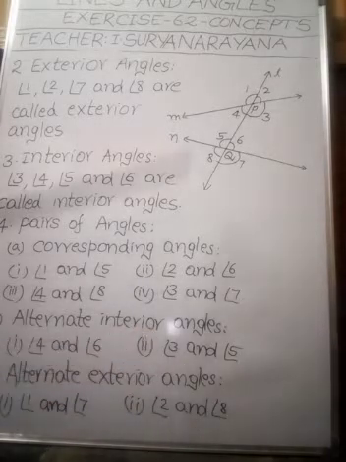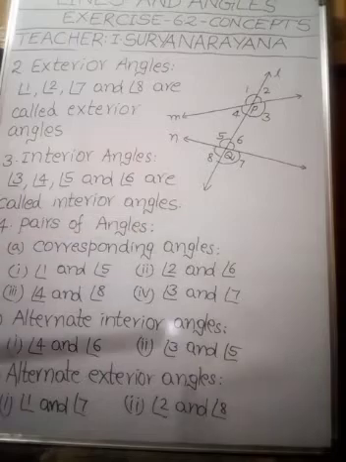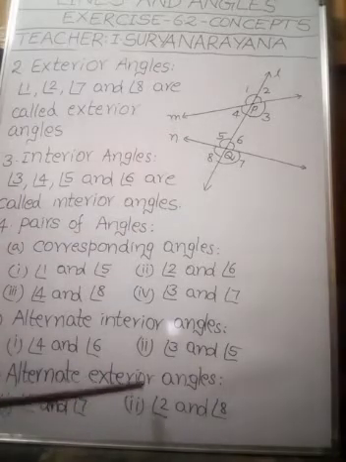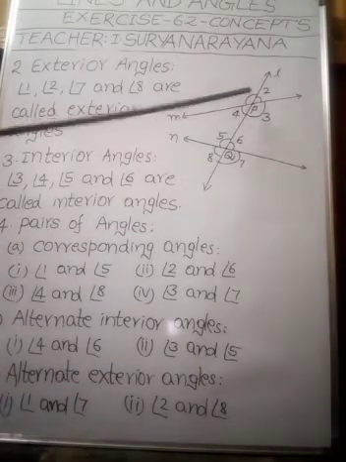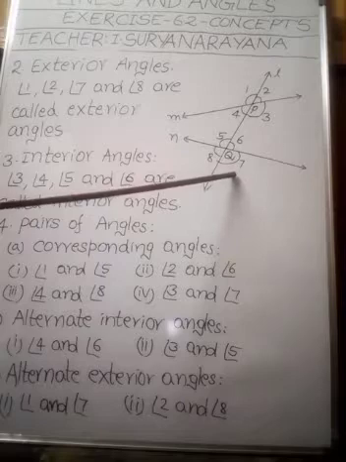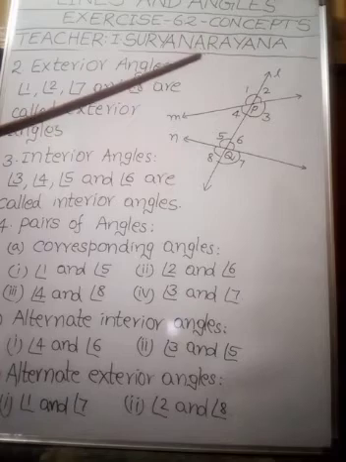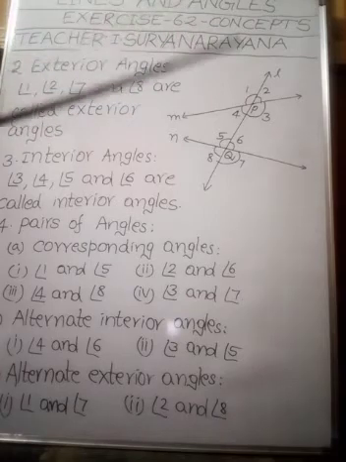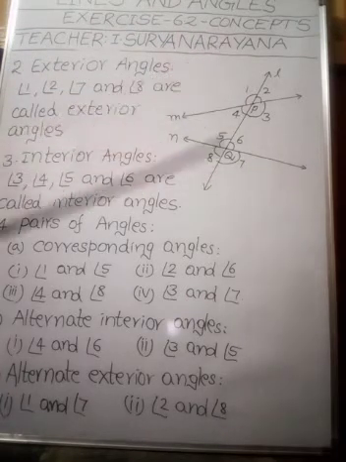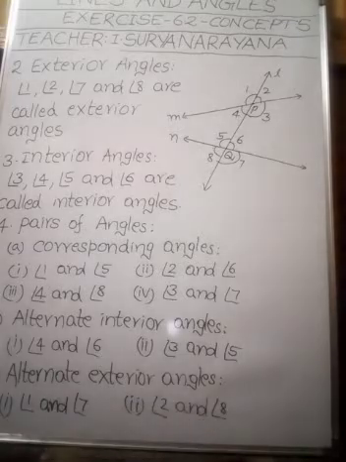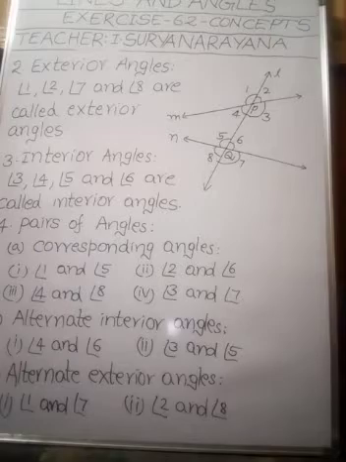Here we classify the exterior angles in this category. Angle 1 and angle 7. Same conditions, but they should be exterior angles. The angles should be on either side of the transversal and they should not be adjacent angles. Is this point clear, my dear children? Right.